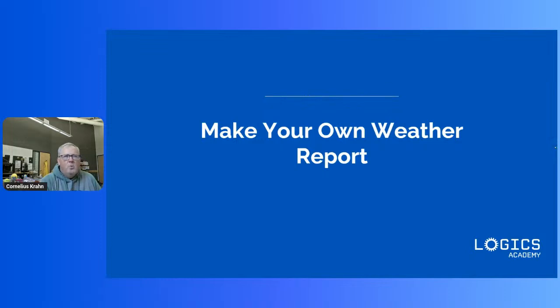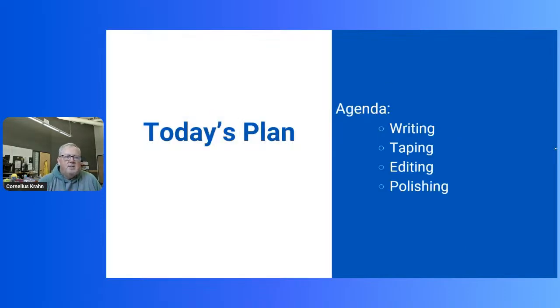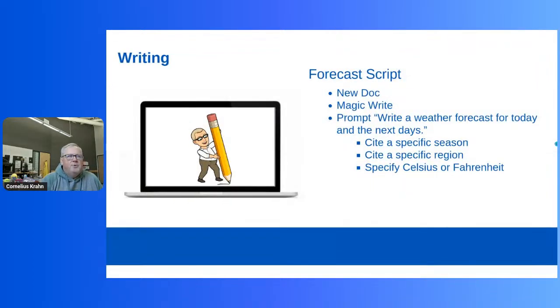So how do you make your own weather report? Let's take a look. I'm going to break it down into 4 steps for us. We're going to talk about the writing of the script, taping, and editing, and then polishing, finishing it off, making sure that it is close to production quality. And you'll be able to do this whether you are at home, at work, or in the classroom. So let's take a look at the first portion.